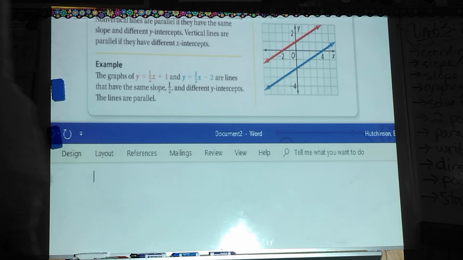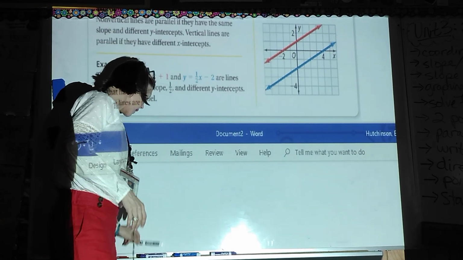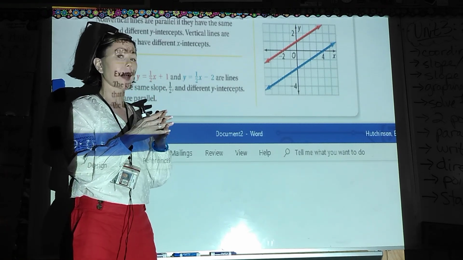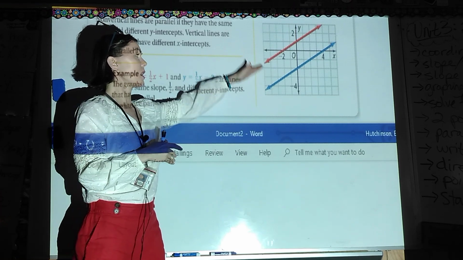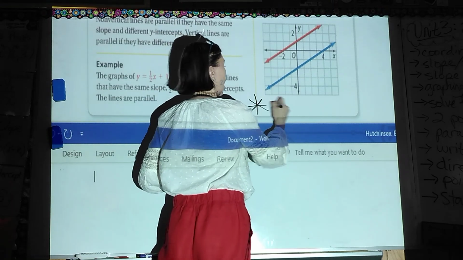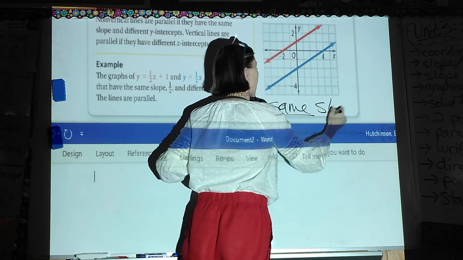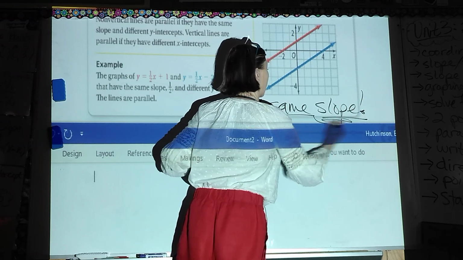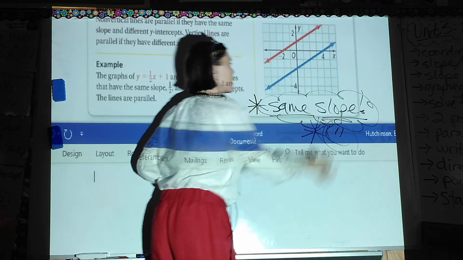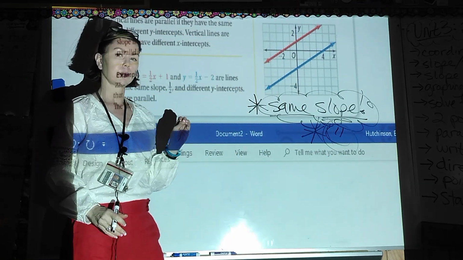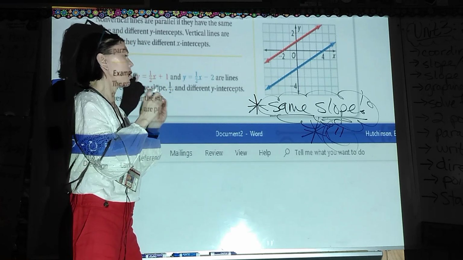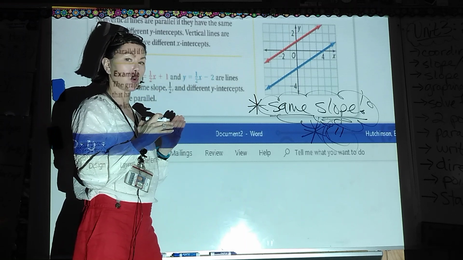Okay, parallel and perpendicular lines, you guys. Parallel lines, the main thing that you need to know about parallel lines is that parallel lines have, write this down, very important, put the star: same slope. Bubble it. Put the star, smiley face, very important. Same slope. Parallel lines never cross each other, and what you need to know is they have the same slope.